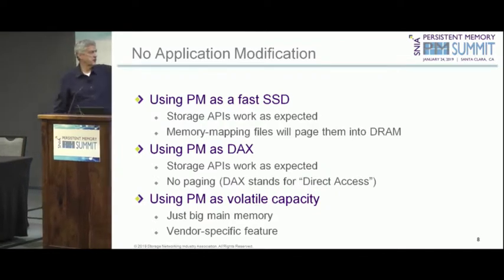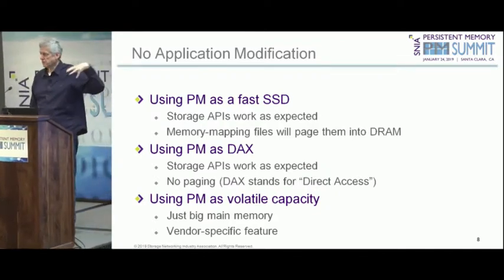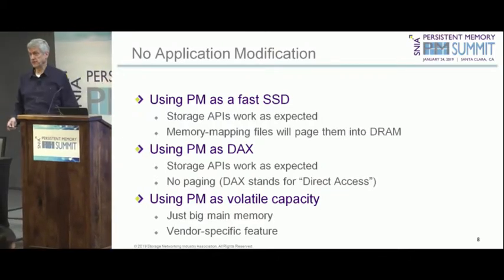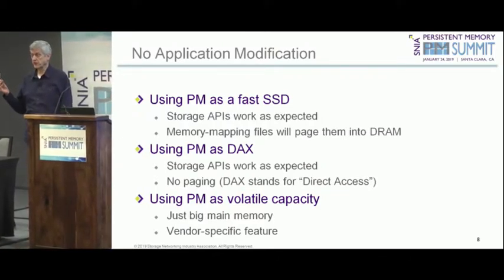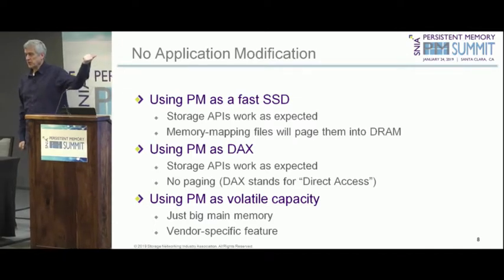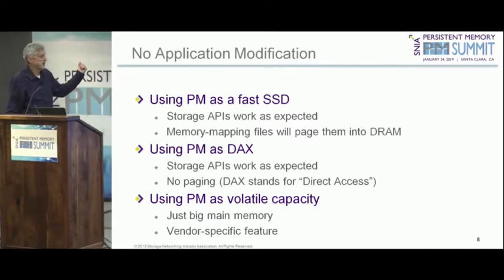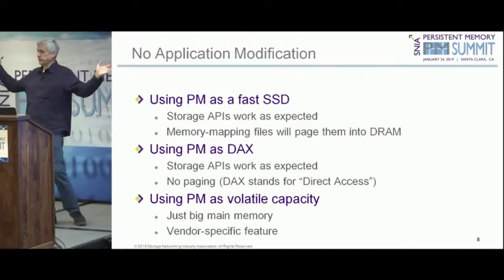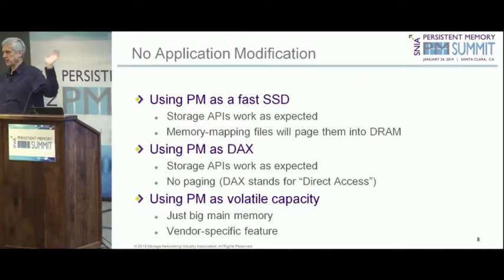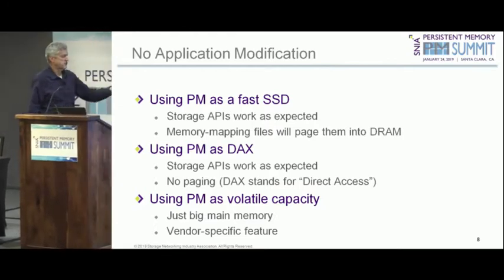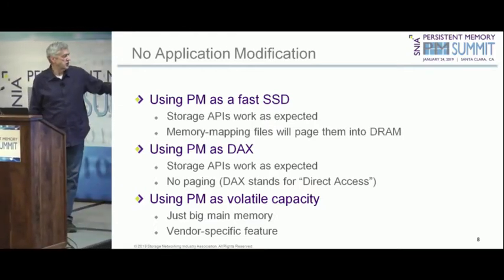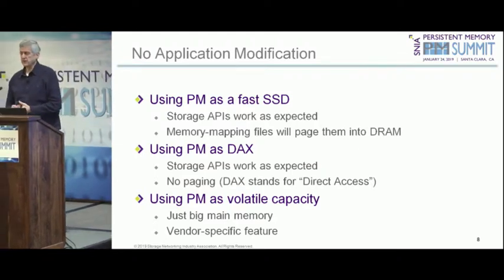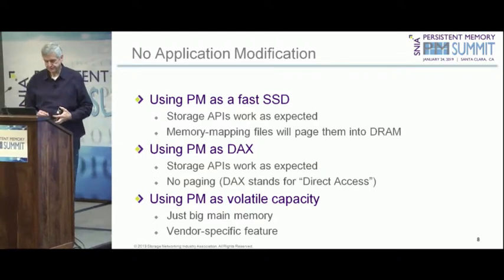But if you memory map them, what's happening under the covers is that you're paging the contents into DRAM, which might be what you want, right? If the persistent memory is slower than DRAM, then paging it into DRAM might be what you want for performance. You can use it the same way as I mentioned before, but with DAX, again, they're all just storage APIs: open, close, read, write, mmap. They work as expected, it's just you skip the page cache. Or you can just use it as a large volatile capacity if the product supports it.